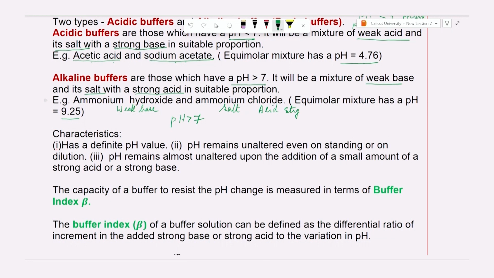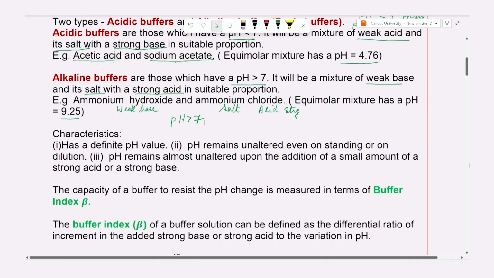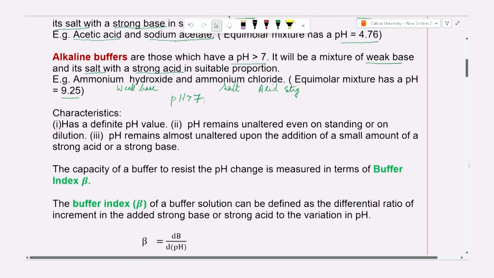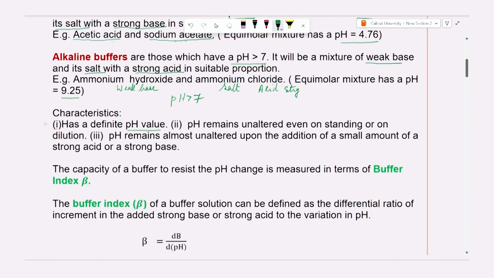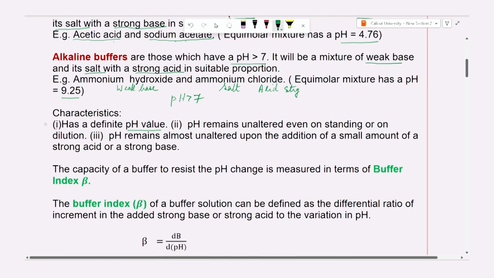Now, what are the characteristics of a buffer? It has a definite pH value; that is, if you take a buffer in a particular proportion, it will have a definite pH value.